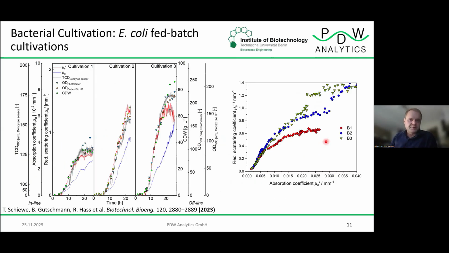That also works for E. coli, for example. Here, not with the batch controlled by PDW, that was not the case here. It was just observation of three different, repeating cultivations. And even though they were supposed to be exactly the same, they performed differently. Without looking into the details here, there was one very interesting finding.